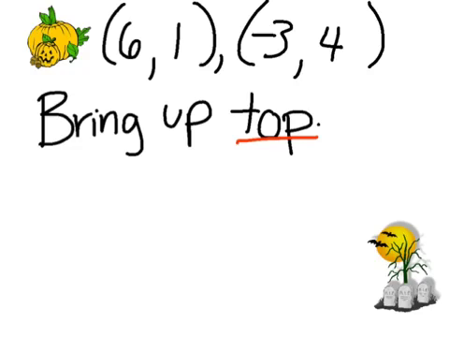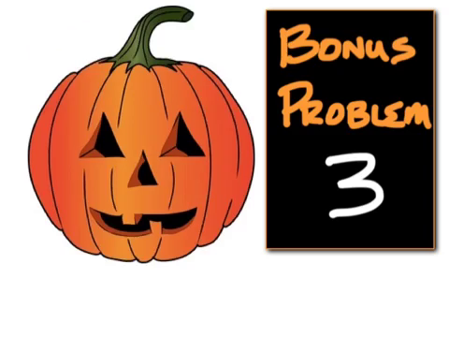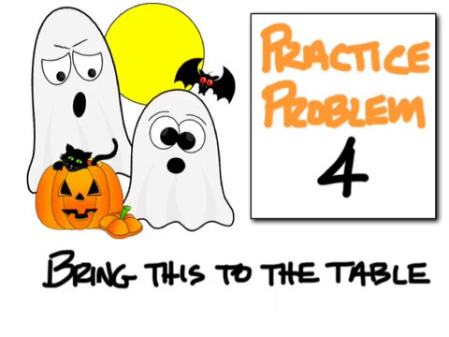Okay, practice problem number 3. What's the top of our formula look like? It's y2 minus y1, so what values do we plug in? 4 minus 1. Answer for the bonus is -15.